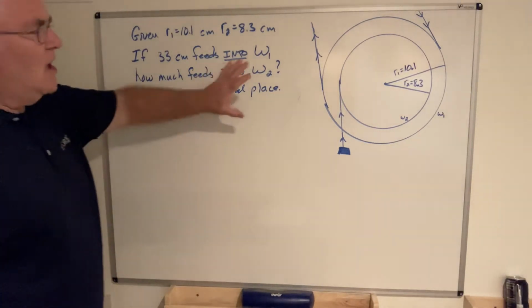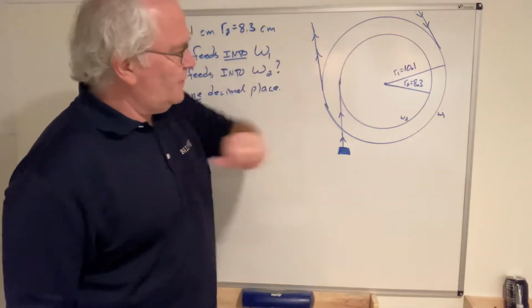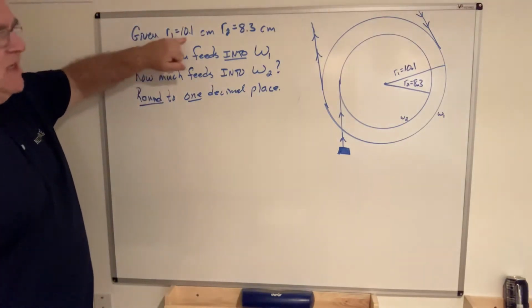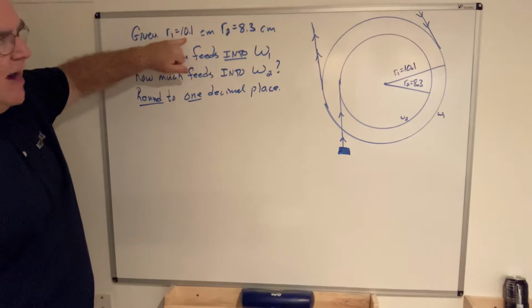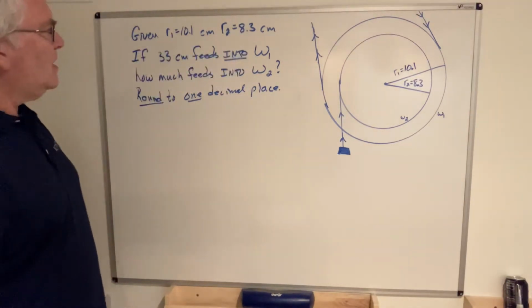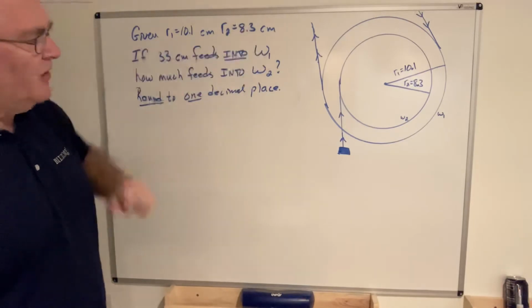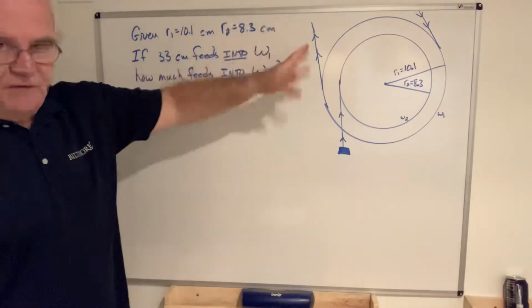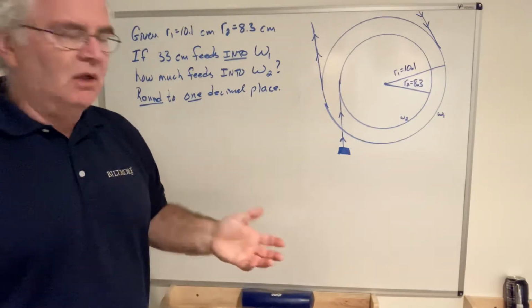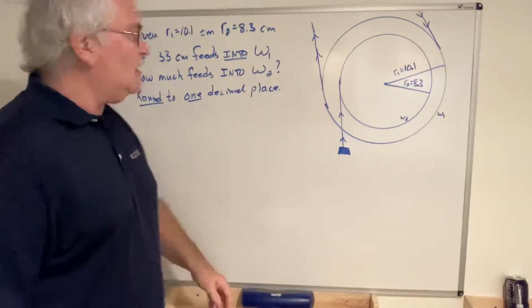Our next example of two wheels that are fixed with the same center is here. I have radius number 1 is 10.1, so that's the larger outside wheel. Radius number 2 is 8.3 centimeters, that's the smaller inside wheel. This is the reverse of what we had before. Don't always assume that wheel 1 is the larger or the smaller. It's whatever you're given in the problem.